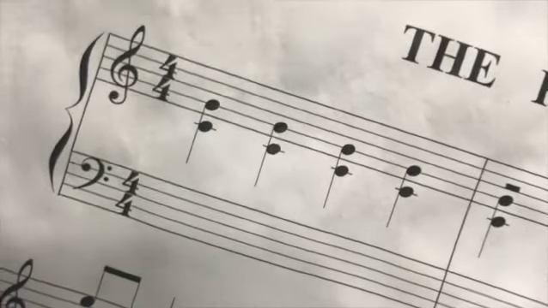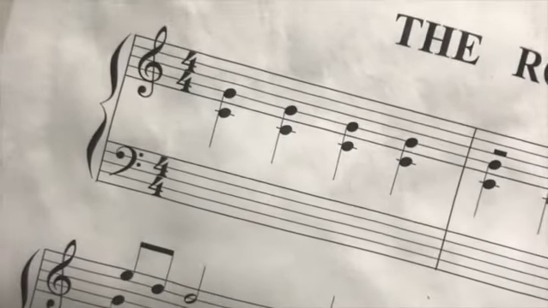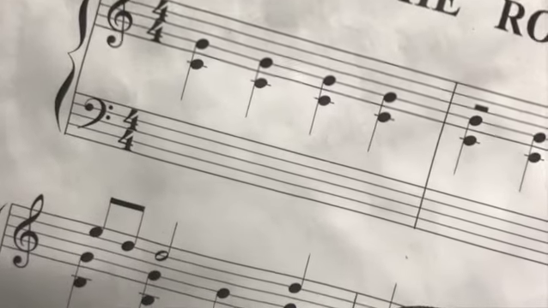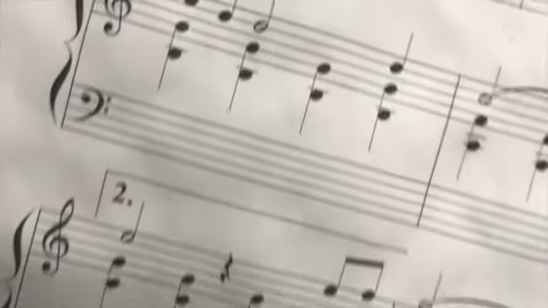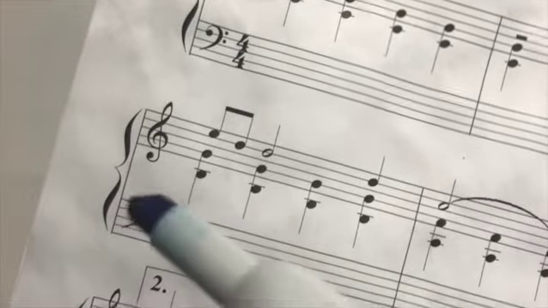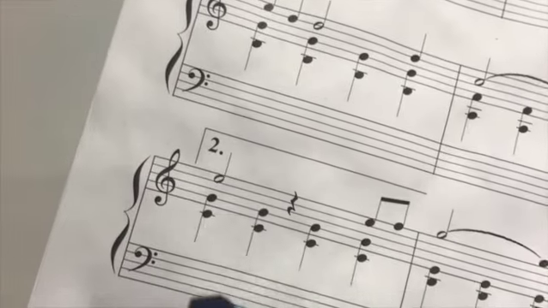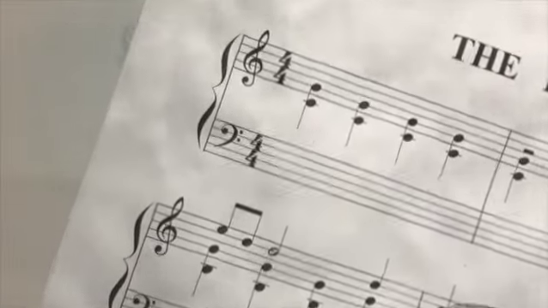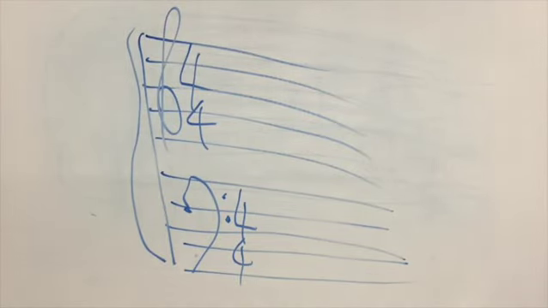Treble clef, the melody, the high part, and then the bass clef, the low part, and you can see that the time signature is only written at the beginning of the song. See that? It's not on every line. It's only at the beginning. And that sets the time, the beats per bar for the entire song.